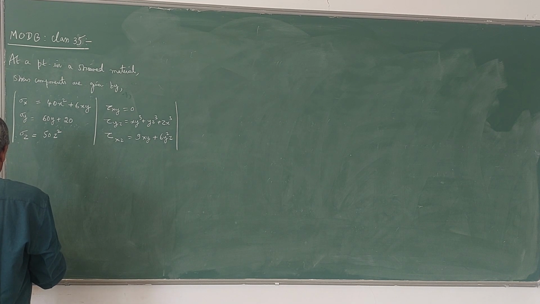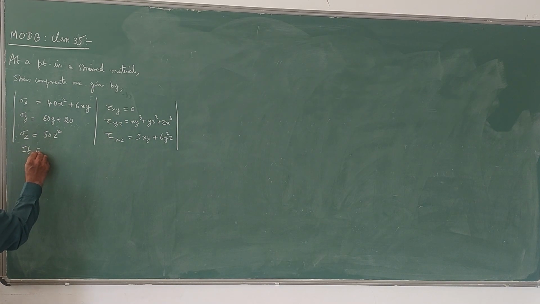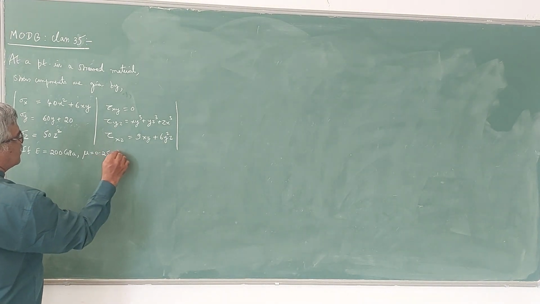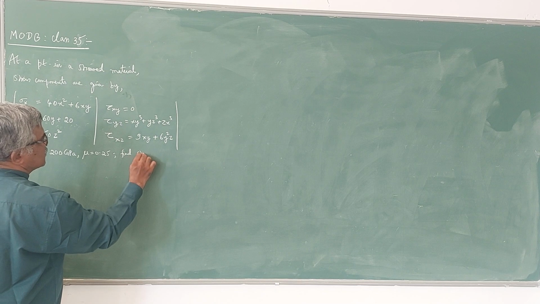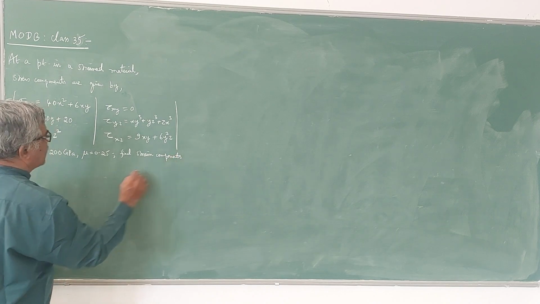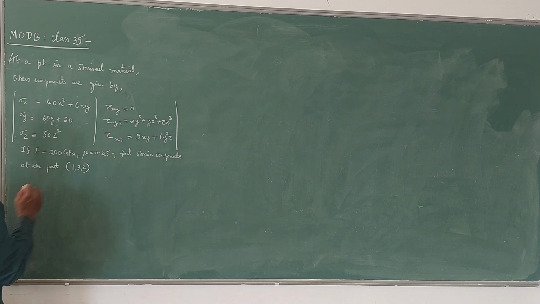The question here is, if the value of Young's modulus is 200 GPa, that is steel, and the mu value, the Poisson's ratio, is 0.25, find the strain components at the point. Of course, he has given the point as 1, 3, 2. So he has given the values of x, y, z. So at that point, we have to find out the strain.